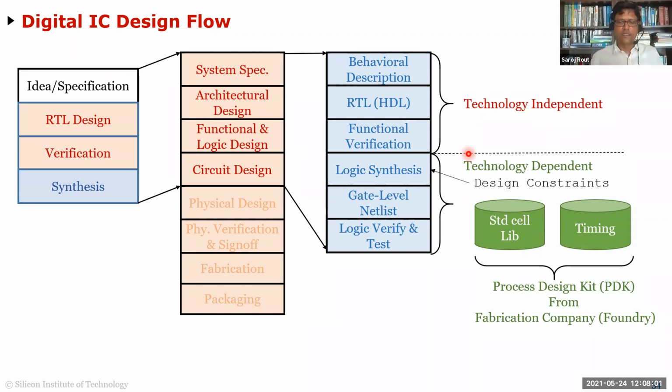So like I said, the steps are the same. You're going from an idea to a behavior, to something a little bit more concrete rather than abstract. So you're writing RTL code instead of C code. You're functionally verifying it. Once you're happy with it, you say, okay, I have a technology in mind, I'm going to synthesize it. So you use a tool to do the synthesis, get your gate level netlist, and do your logic verification and test.